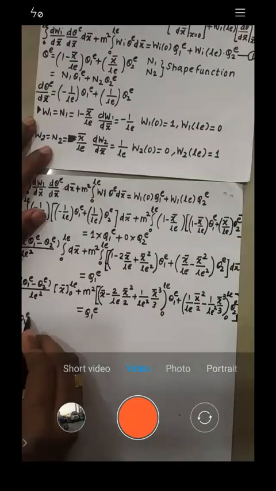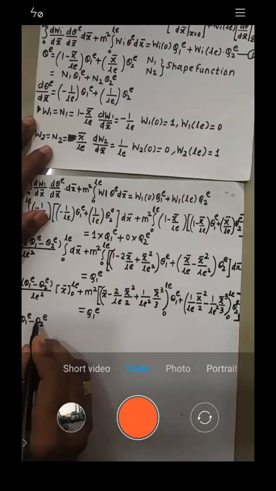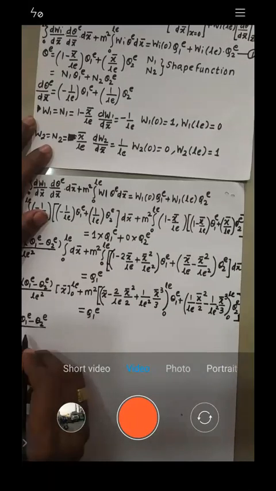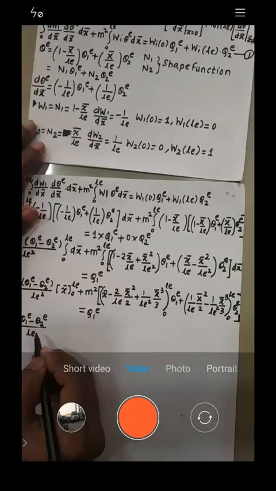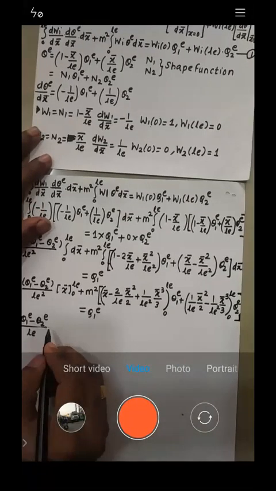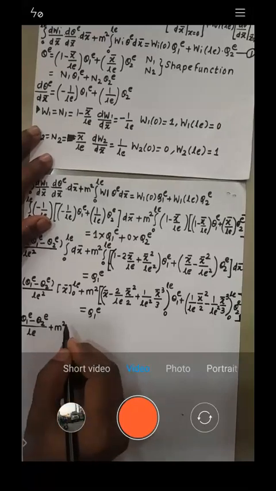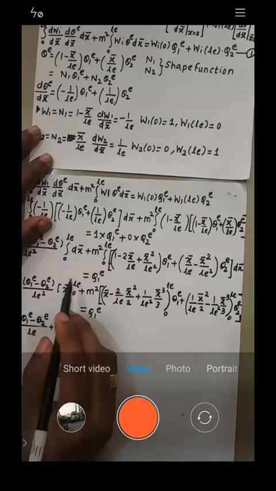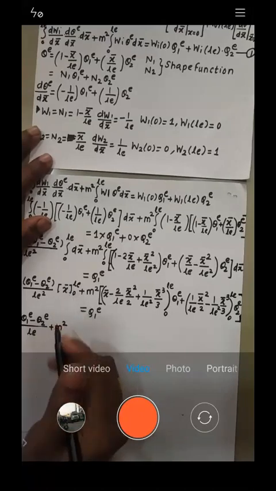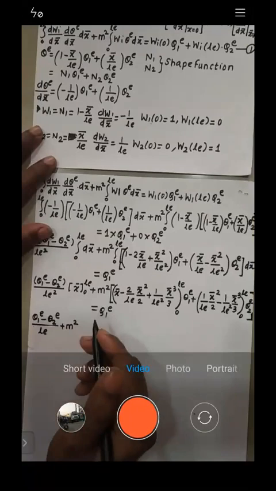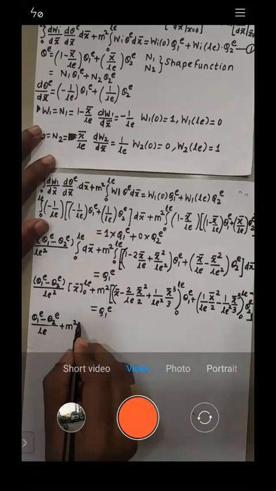Apply. You will get theta 1E minus theta 2E upon LE. LE cancels, yes or no? Yes sir, it will cancel. LE minus 0. Plus LE. Plus m square. See, this is LE minus 0. You should understand. Okay, no need to write down the additional step. Plus m square. Okay. Tell me now what's to be done.